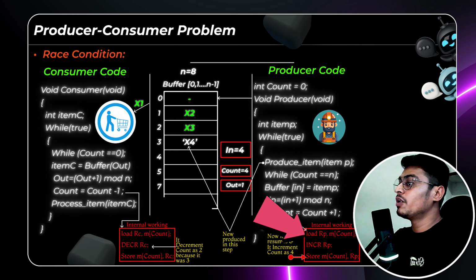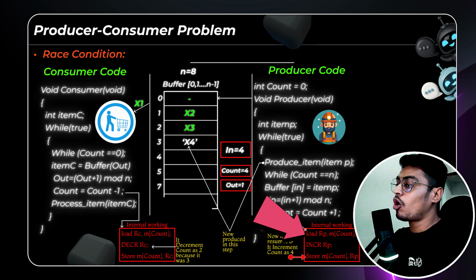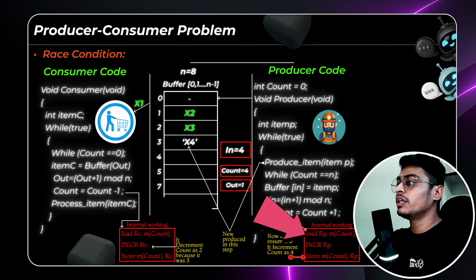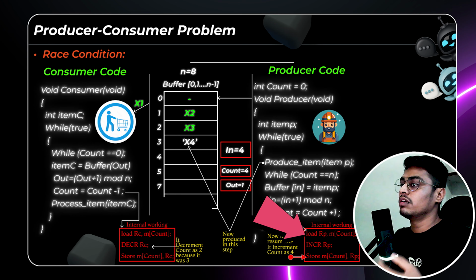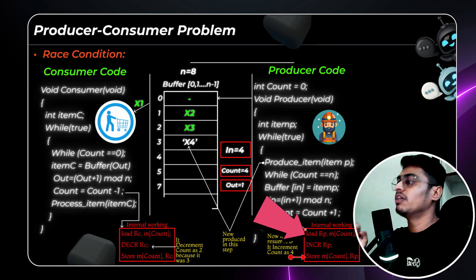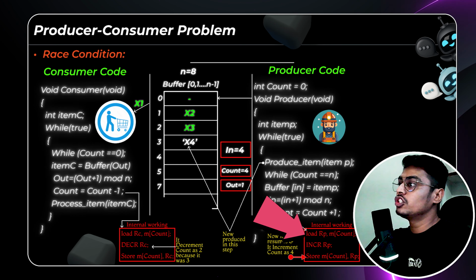The issue occurs because the instruction count = count + 1 involves 3 micro operations: load count from memory to register, increment the register value, and store the register value back to memory. If preemption occurs between these micro operations, a race condition develops. So this is the producer consumer problem.